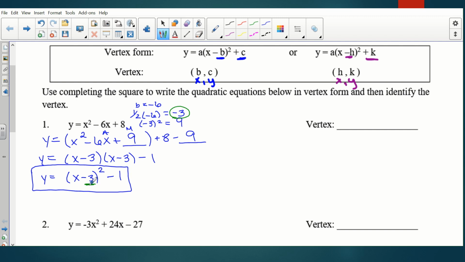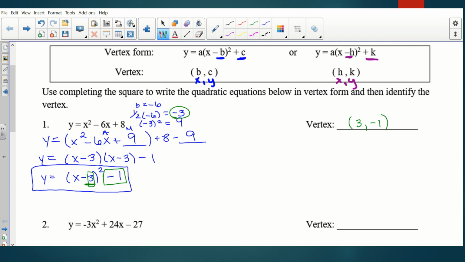Now, this negative 3 also happens to go along with this b value, or h, depending on which equation you're looking at here. It also happens to go along with that value inside our parentheses in vertex form. This value represents the x value of our vertex. So x minus whatever that value is, x minus 3. So our vertex has an x value of 3. The y value comes from this value that's located on the outside of our vertex form, which is negative 1. Now, negative 1, we're just going to write in as we see it. And we are all set.